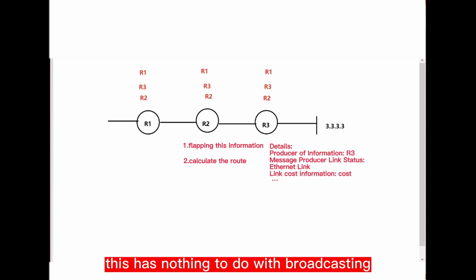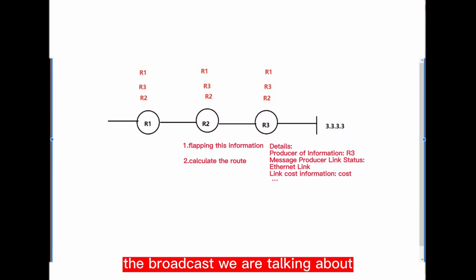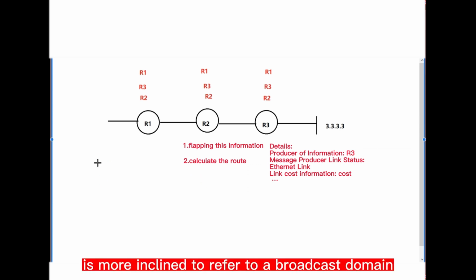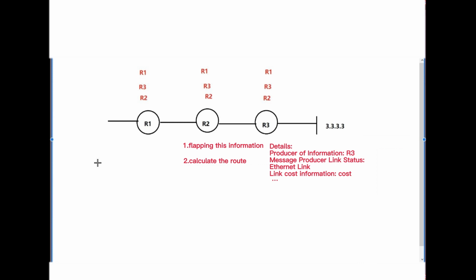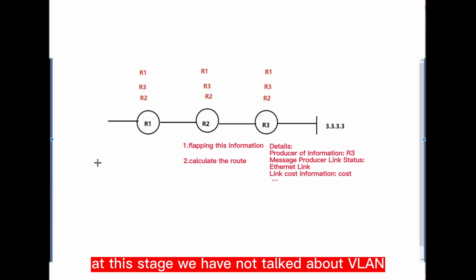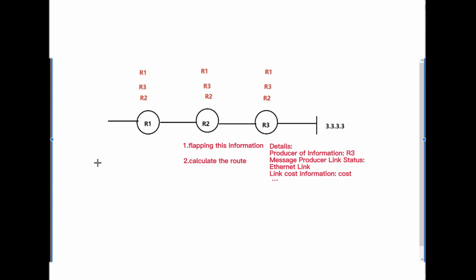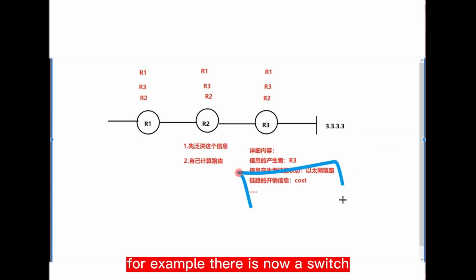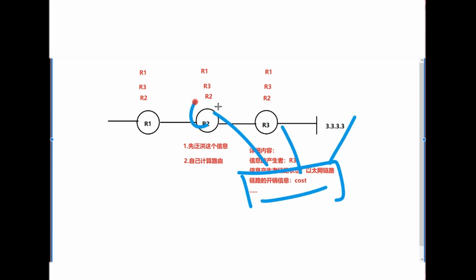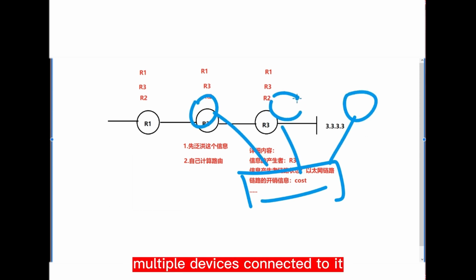This has nothing to do with broadcasting. The broadcast we are talking about is more inclined to refer to a broadcast domain. At this stage we have not talked about VLAN. Everyone can understand that they are on the same network segment. For example, there is now a switch with multiple devices connected to it.